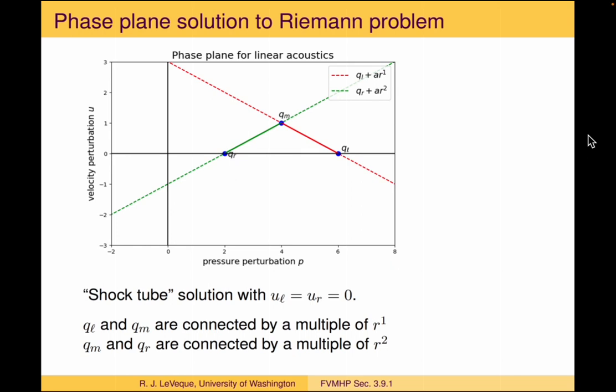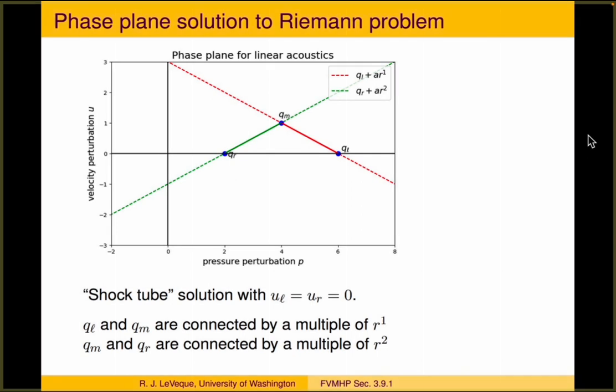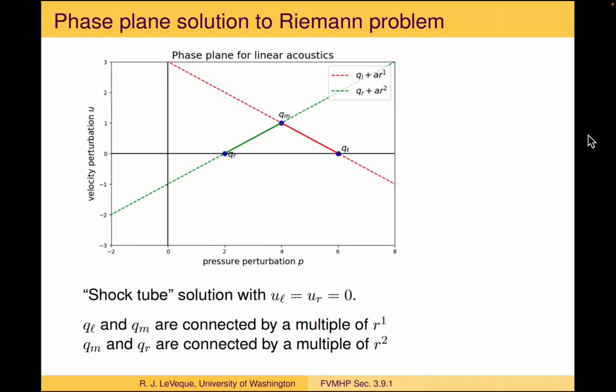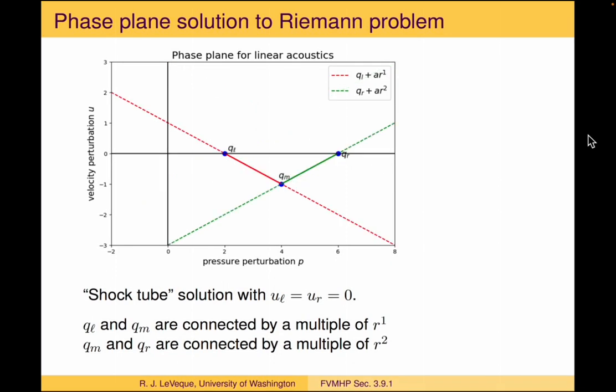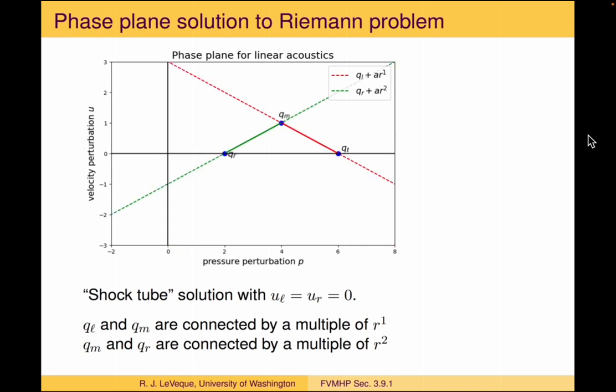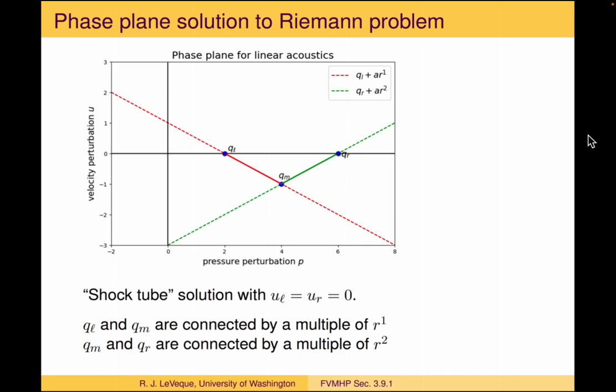But again, if we switched the location of QL and QR so that we had a larger pressure on the right than on the left, then the fluid would be accelerated from right to left, and the velocity in the intermediate state would be negative instead of positive. So again, switching those two states gives us a different set of waves and a different intermediate state.